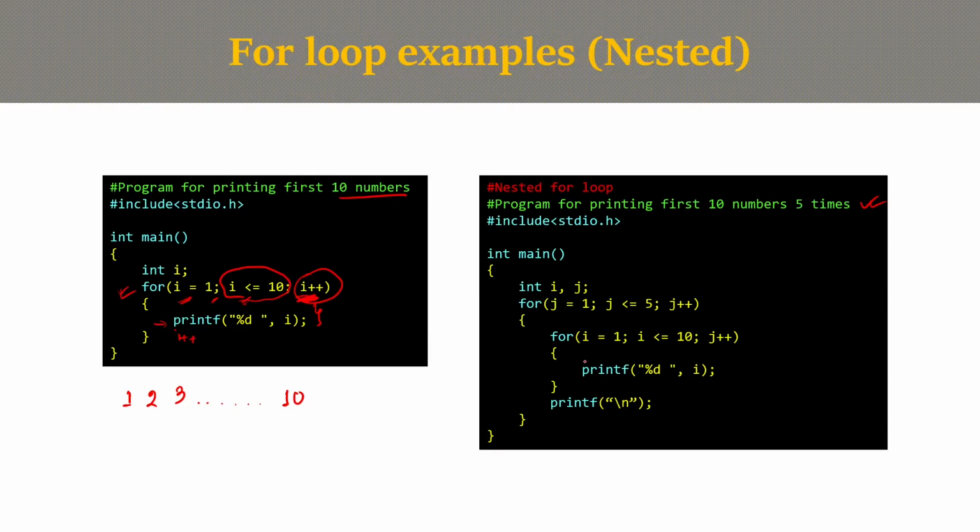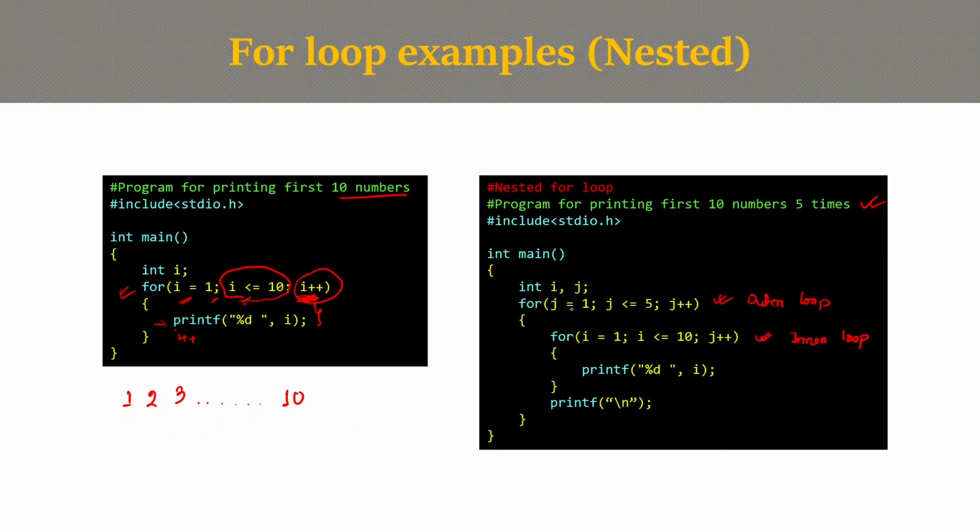Here you can see that we have declared two variables, I and j. Since we want to print 1 to 10, 5 times, this will be our outer loop. And the for loop that is inside this loop is known as our inner loop. So in our outer loop, what we need to do is run this code 5 times, so that we can print 1 to 10, 5 times.